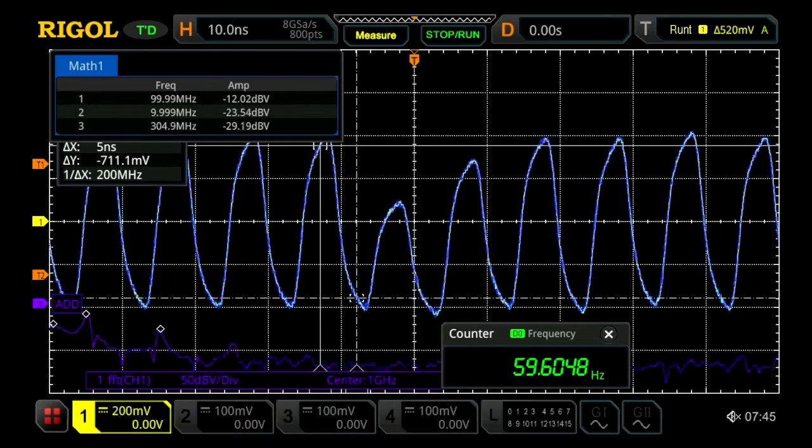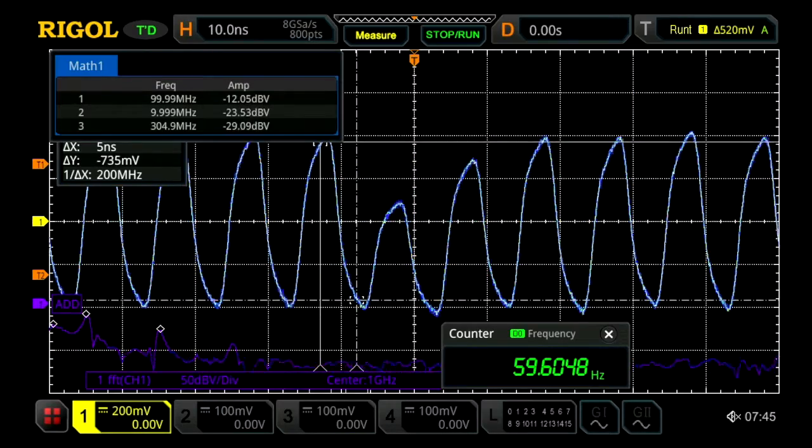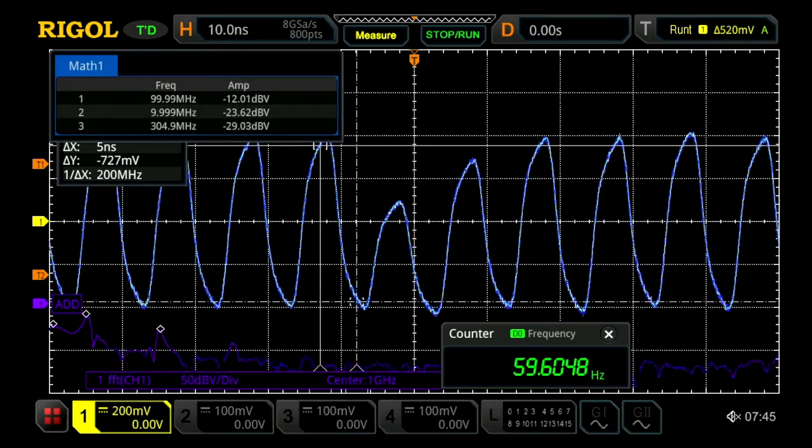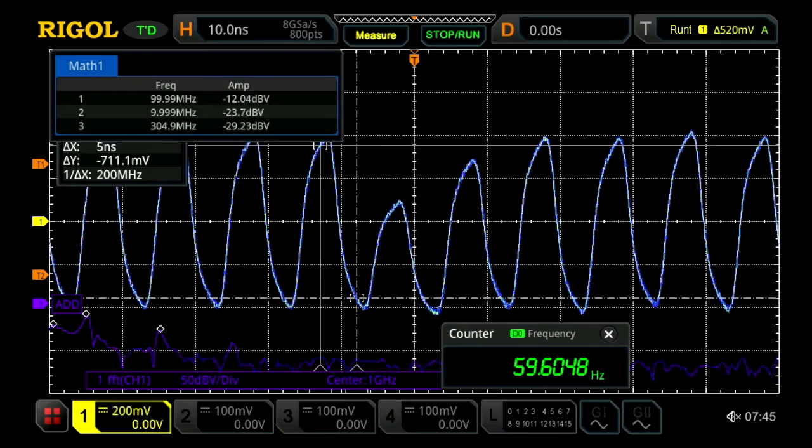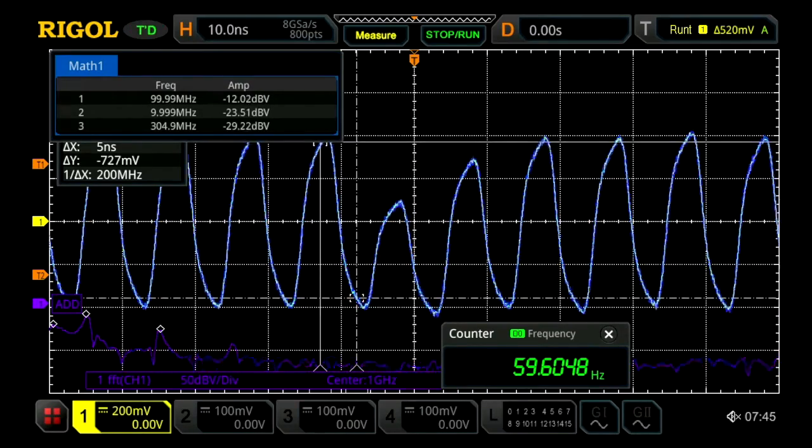Here we can use the runt trigger and immediately find that single bad pulse that happens about 60 times a second. So we can see now that it's running right at about 60 Hertz on a trigger mode when it's triggering on this specific wave.